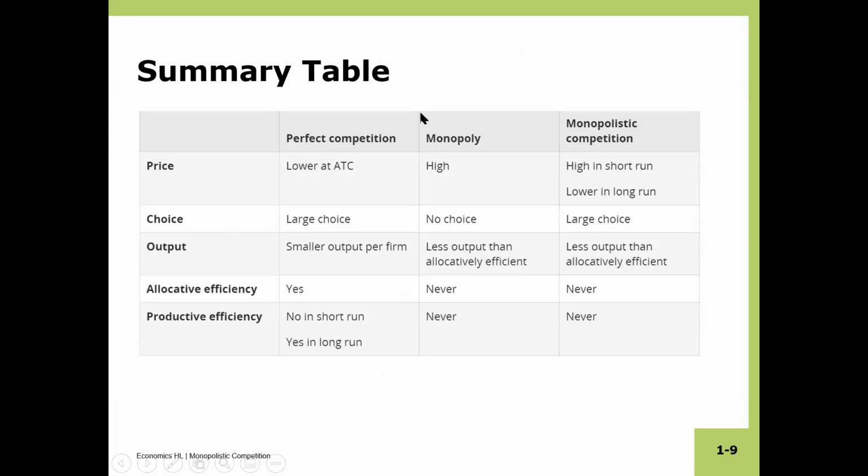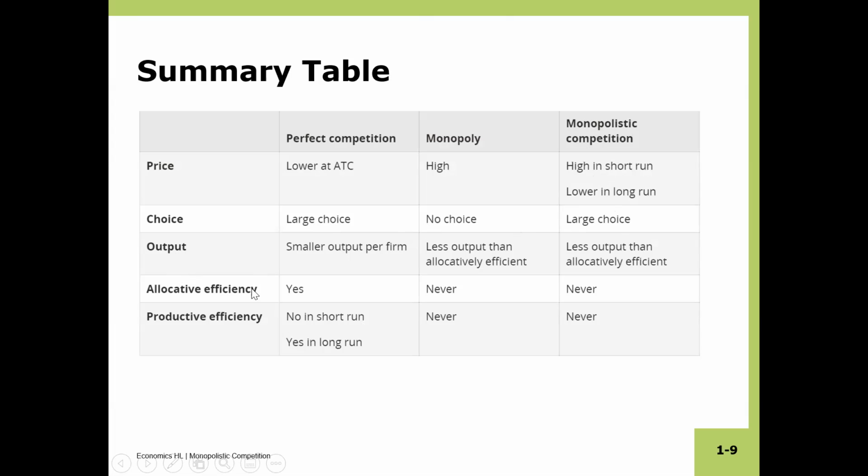Here's a summary table comparing all three. You look at the price in perfect competition, monopoly, and monopolistic competition. I like the way this is done here. So it's lower at the average total cost. In perfect competition, it's the lowest price possible, because they're price takers. Monopoly has a high price because they get the market power. Monopolistic competition is the kind of realistic real world: it can be high in the short run, but as more firms enter, it becomes lower. In terms of choice, consumers care about choice. There's no choice with a monopoly, and large choice in perfect competition and monopolistic competition.